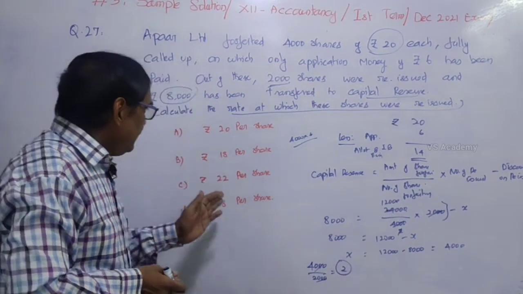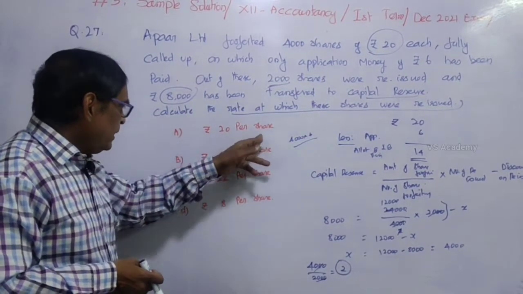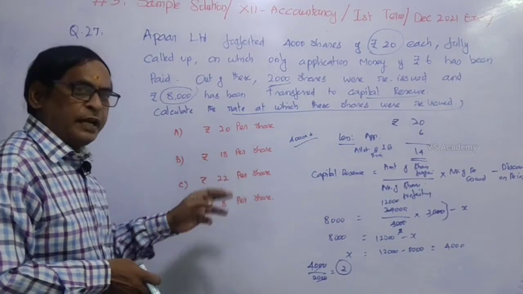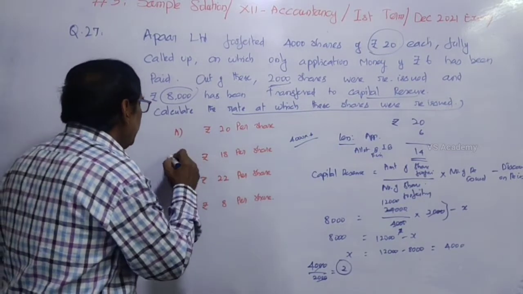Is the answer given in the question? 20 rupees per share, 18 rupees per share. So it is a correct answer. So B is the correct answer.